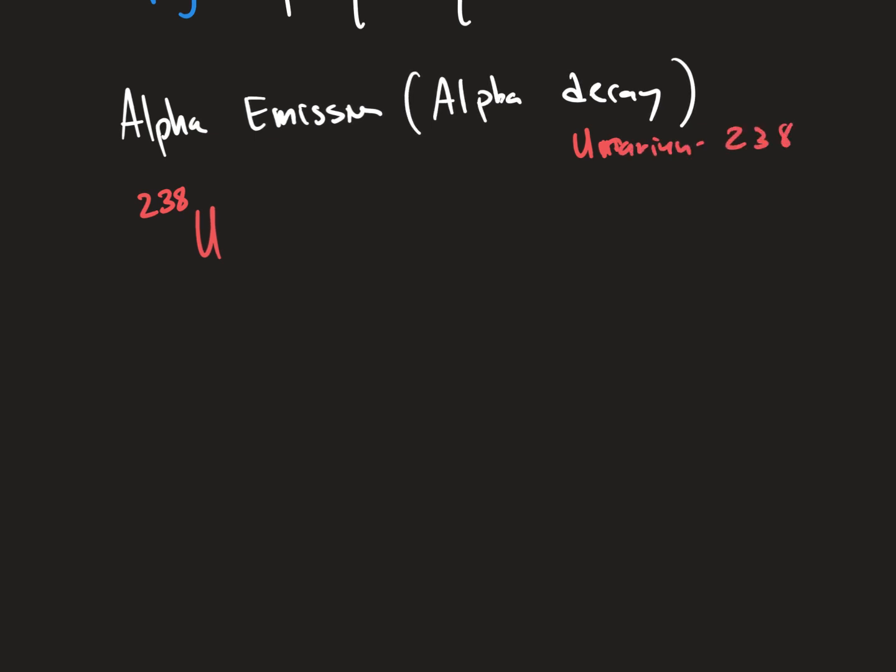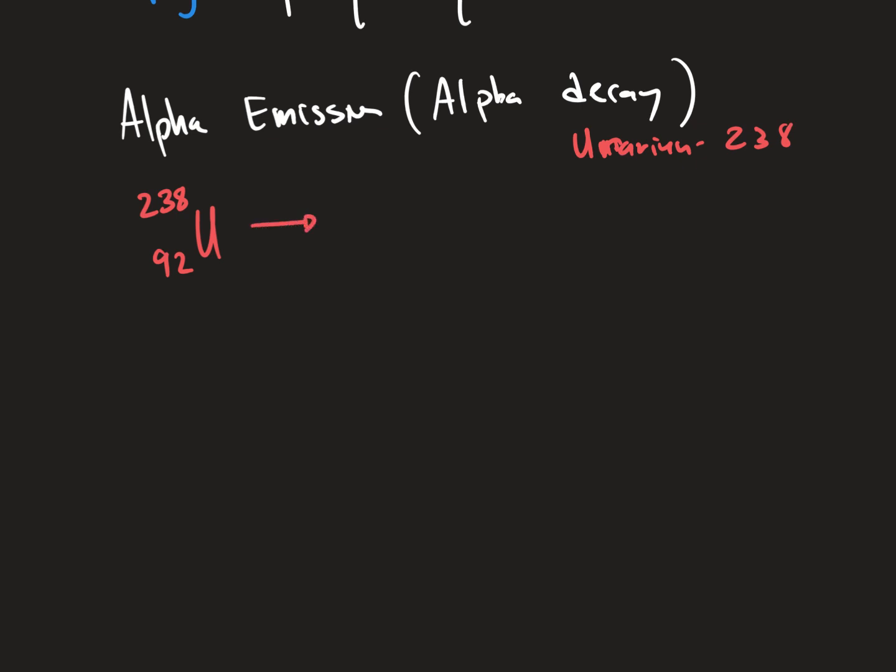Uranium-238. That's how we read it. The isotope symbol we write like this. Why is there a 92 right there? Because that's the atomic number of uranium, right? You all remember this stuff? Okay.